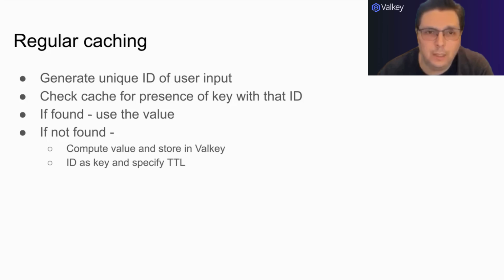So what we do is we take the input, we generate some kind of unique ID based on that input. Usually we'll run a hash function, and then we'll check our cache for the presence of a key with that ID. If we find it, we just use the corresponding value. However, if we don't find it, that's when we actually do the slow computation. We run the database query. Then we take the results, we store them in Valkey, and we specify a TTL.